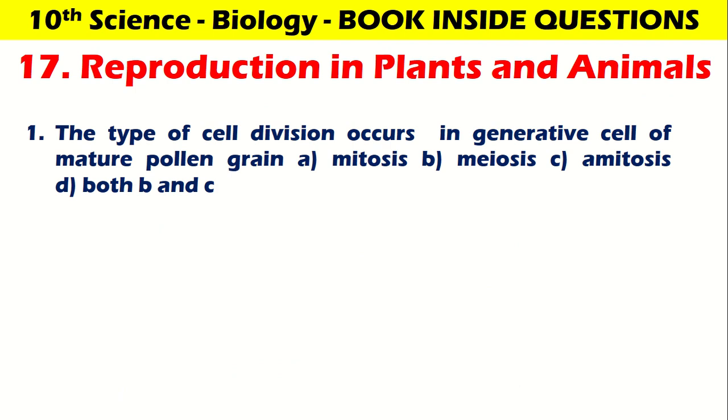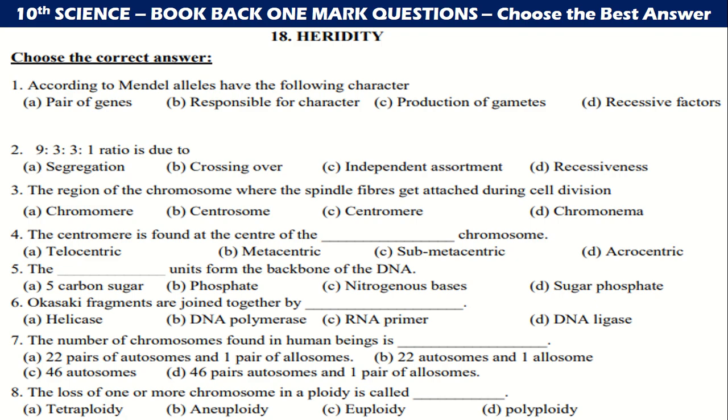The book inside question: the type of cell division that occurs in the generative cell of mature pollen grain is mitosis. Mitosis is the correct answer. Then goes to the next one, heredity chapter. According to Mendel, alleles have the following character which is responsible for the character. The 9:3:3:1 ratio is due to independent assortment.